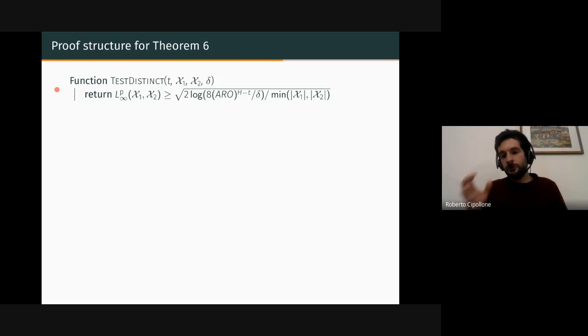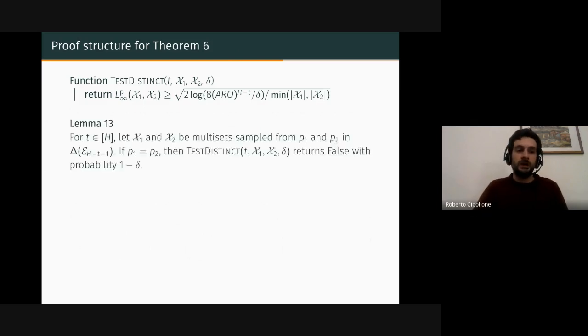Essentially, the core of the proof is testing that this function is not making mistakes, so not introducing false positives or false negatives. So we have a lemma for the case where we have two equal distributions. So if they are the same, this one should return false with high probability.